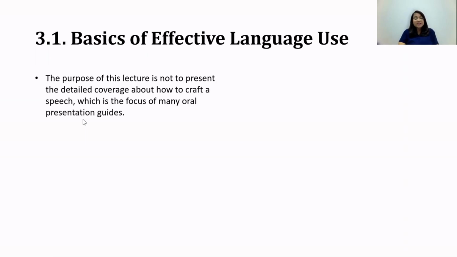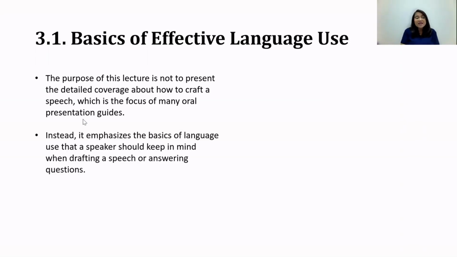The purpose of this lecture is not to present detailed coverage about how to craft a speech, which is the focus of many oral presentation guides. You are not going to find how to construct a speech from the opening and then the content and then the closing. That's not the goal of this lecture. Instead, it emphasizes the basics of language use that a speaker should keep in mind when drafting a speech or answering questions. So if you are expecting this lecture to guide you on how to construct a speech or a presentation from the opening till closing, maybe this course is not the one that you're looking for.